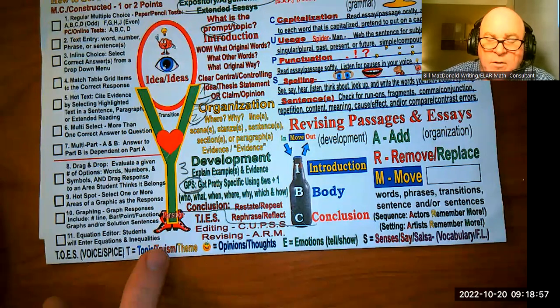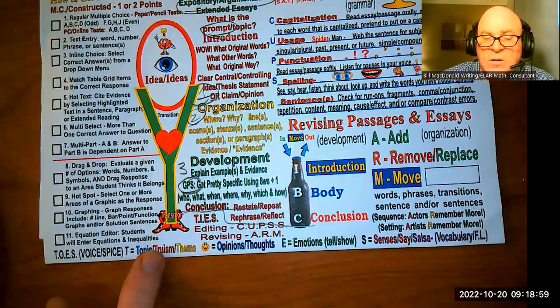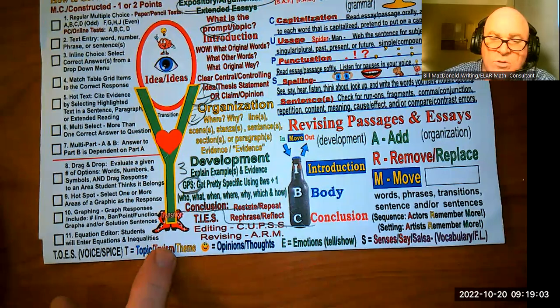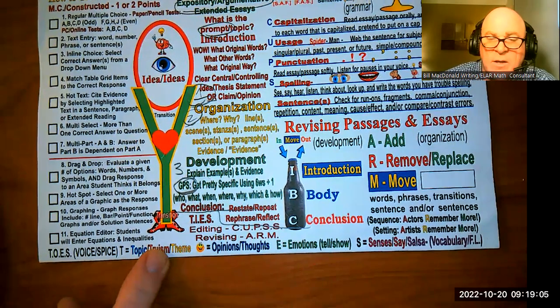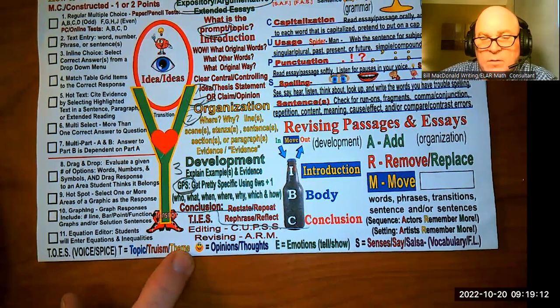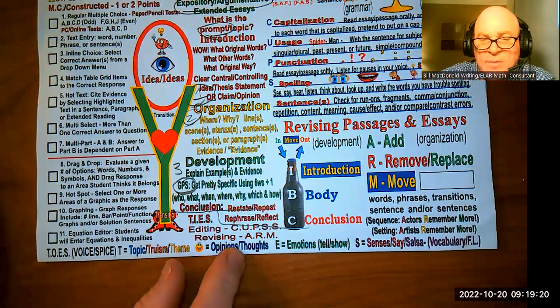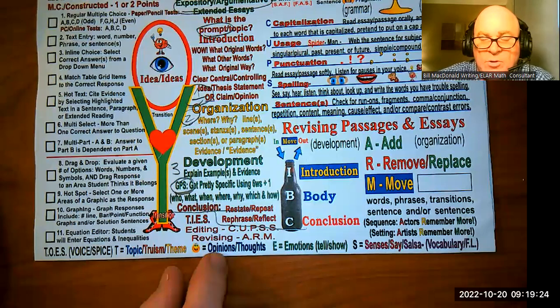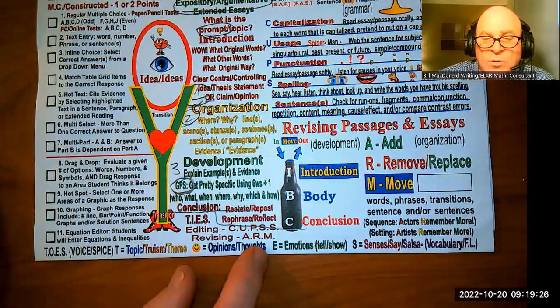And basically, yes, there will be a topic. Are there any truisms in the passage that I need to understand? Quotes or sayings or words of wisdom. By the time I finish, will I be able to figure out a theme, a specific message that the writer of the passage is trying to tell me? Can I share my O of toes, my opinions and my thoughts about what I'm writing? My emotions in the way that they told or showed.